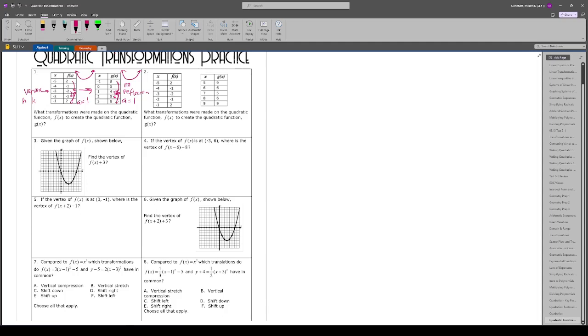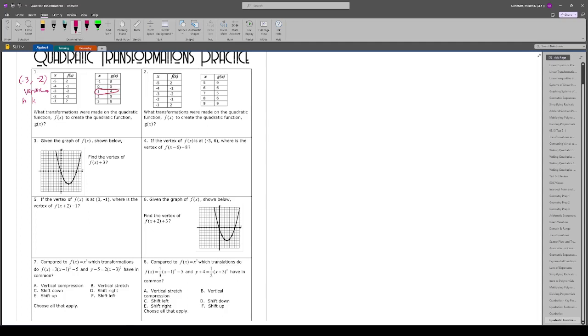So there's no change to a at all. It looks like all we have to worry about here is translations. And we can do that by looking at the vertex. So our vertex originally was at -3, -2, and we want to see where it is now by comparison.